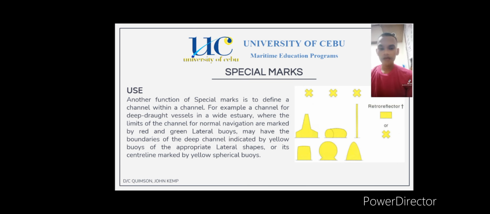Another function of special marks is to define a channel within a channel. For example, a channel for deep draught vessels in a wide estuary, where the limits of the channel for normal navigation are marked by red and green lateral buoys, may have the boundaries of the deep channel indicated by yellow buoys of the appropriate lateral shapes, or its center line marked by yellow spherical buoys.